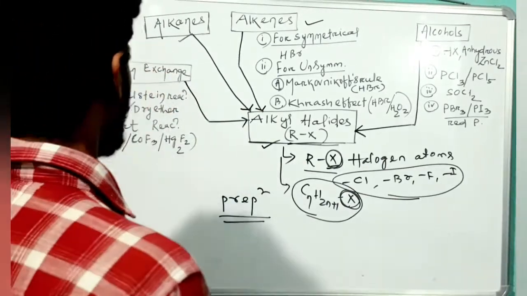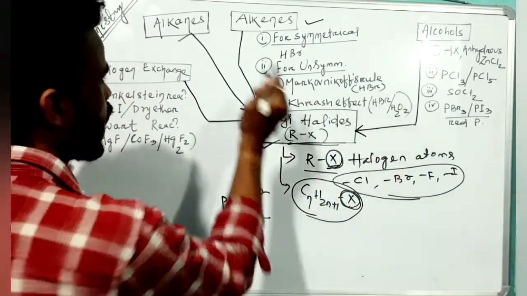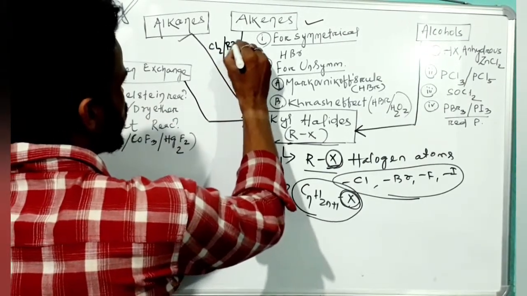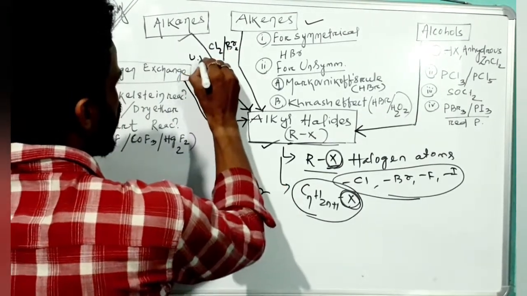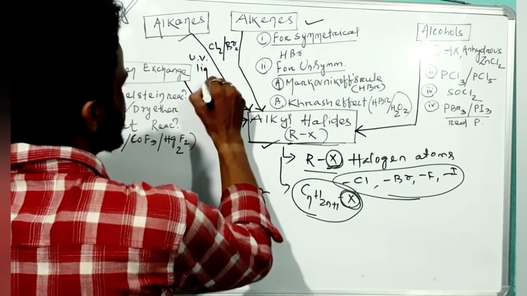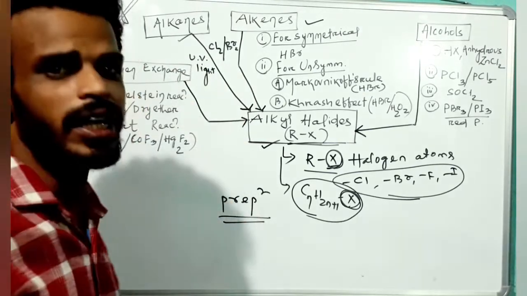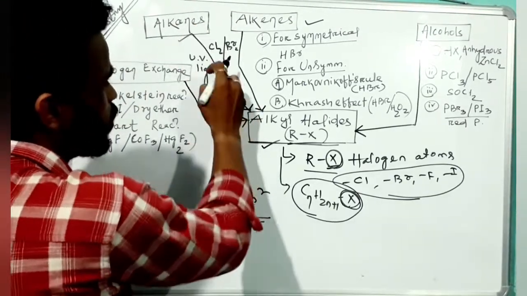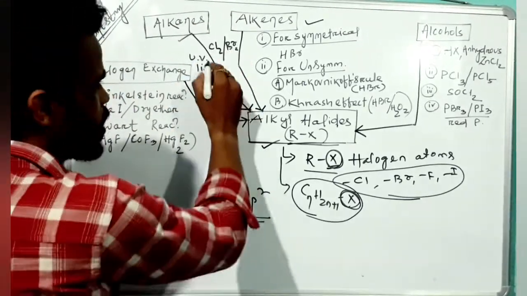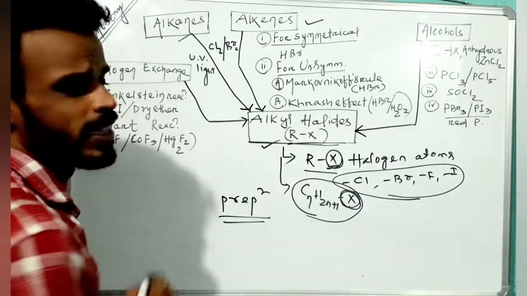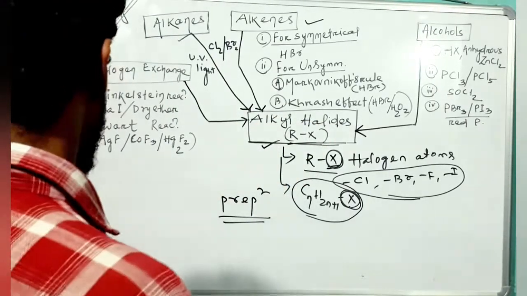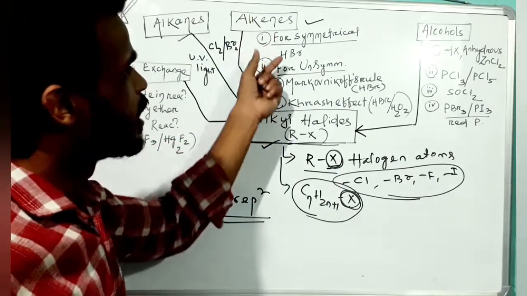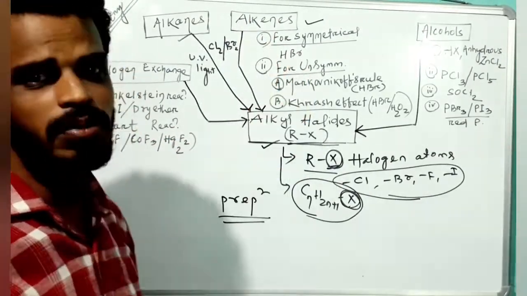When alkene reacts with chlorine or bromine in presence of UV light, ultraviolet light meaning sunlight, it prepares alkyl halides. So likewise, from alkenes, that is symmetrical alkene and unsymmetrical alkene.